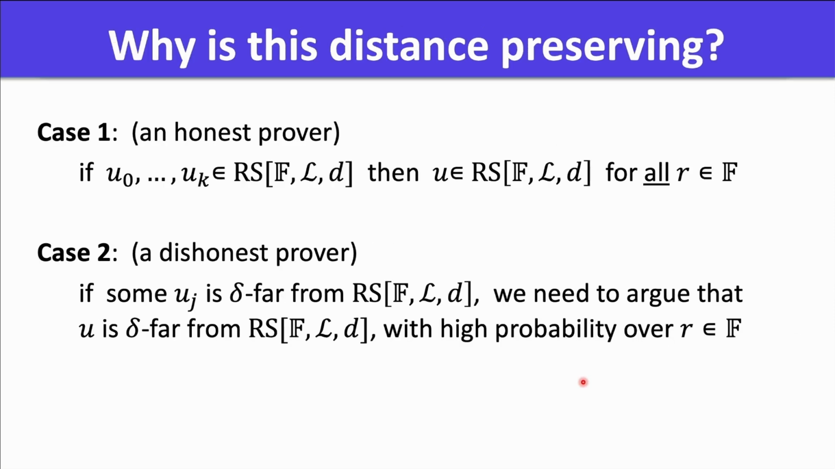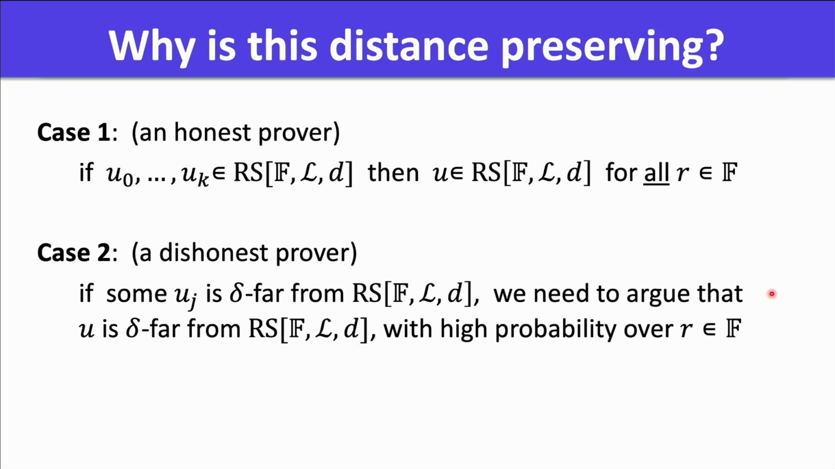So the question is, why is this distance preserving? And that's a really interesting question. So in the case of an honest prover, this is obvious. If u0 to uk are in the Reed-Solomon code, because the Reed-Solomon code is a linear code, the linear combination of u0 to uk is also going to be in the Reed-Solomon code, and that's going to be true for all r. The interesting case is what happens if one of the uj's happens to be delta far from the Reed-Solomon code. Now we need to argue that u is delta far from the Reed-Solomon code with high probability over the choice of r.